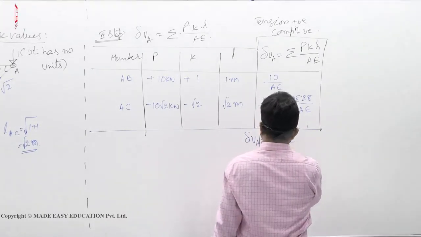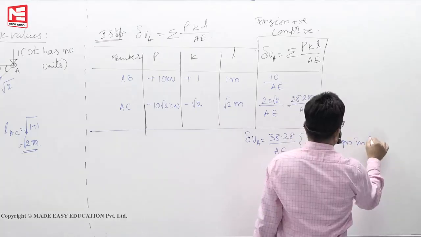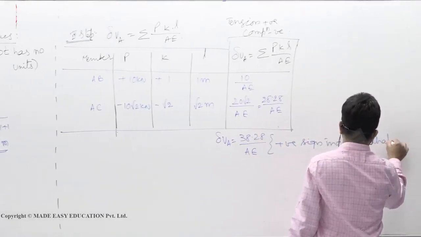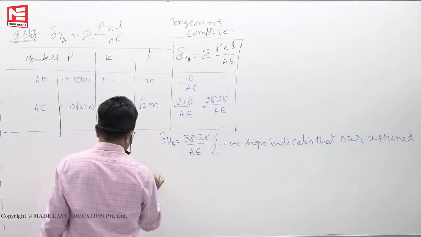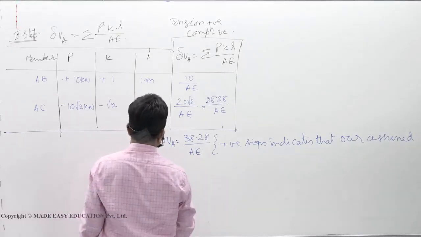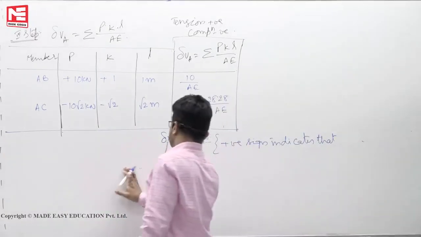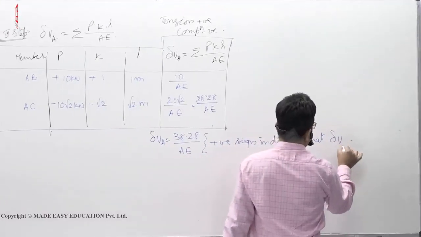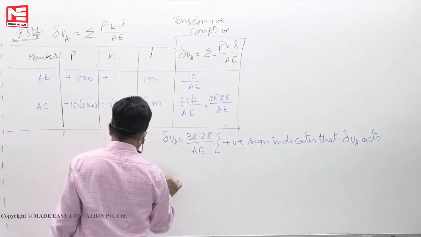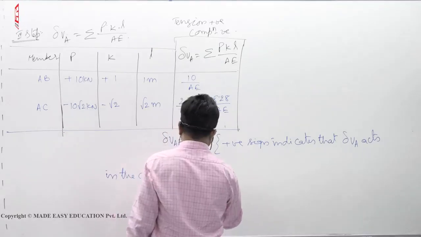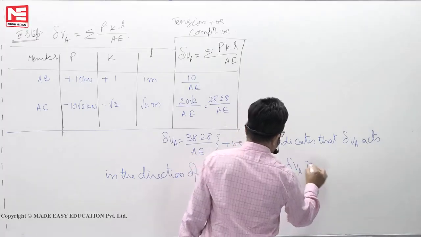Now here the positive sign indicates that, we will write it like this, it indicates that delta VA acts in the direction of the unit load. That is, delta VA is downwards.